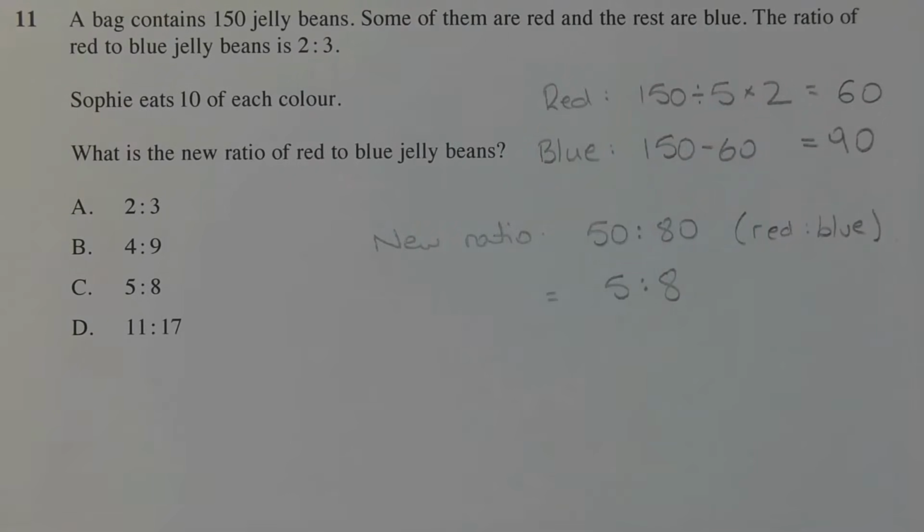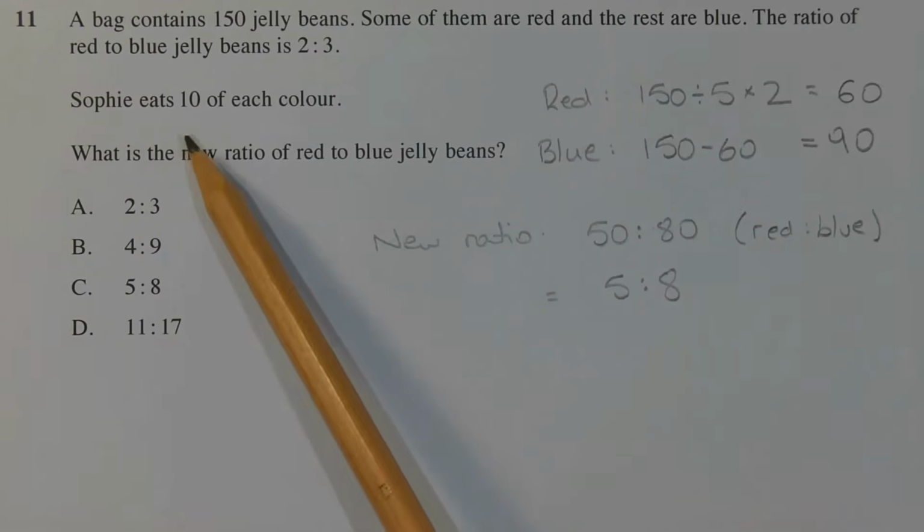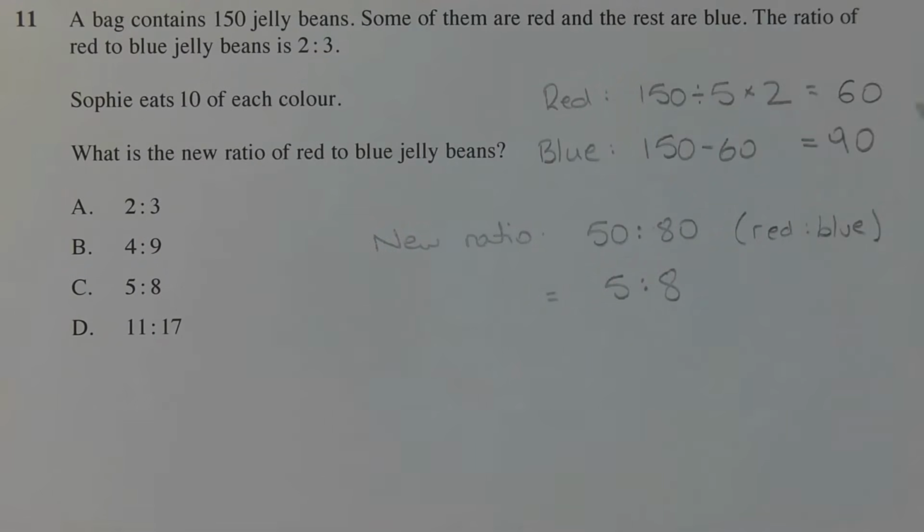So to work out the new ratio, we know that Sophie eats 10 of each colour. So we have 50 red jelly beans to 80 blue jelly beans. So we subtract 10 from each of these values. So the new ratio is 50 to 80. That's the ratio of red jelly beans to blue jelly beans after Sophie eats 10 of each colour. And dividing each of these terms by 10 to simplify it, we get 5 to 8, which is our new ratio. Therefore, the correct answer is option C.